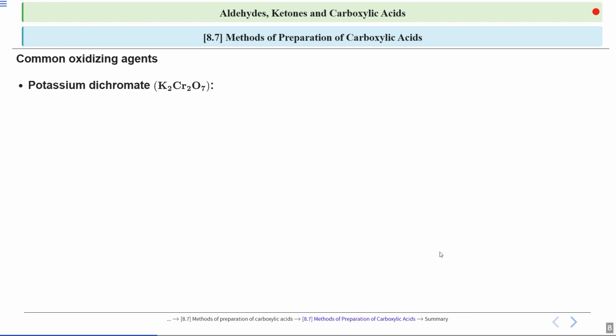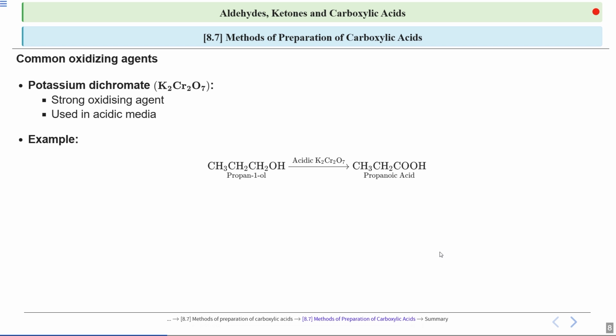Now, another oxidizing agent which we will talk about is potassium dichromate, which is represented as K2Cr2O7. This is also a very strong oxidizing agent, meaning it can effectively transfer oxygen to other substances. But potassium dichromate is typically used in acidic media, unlike KMnO4, which can be used in any media. The acidic environment helps to enhance its oxidizing power, which makes the reaction more efficient.